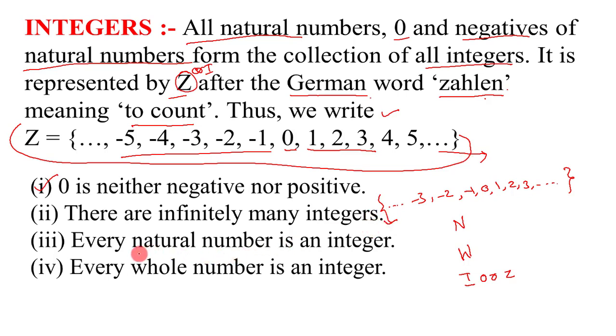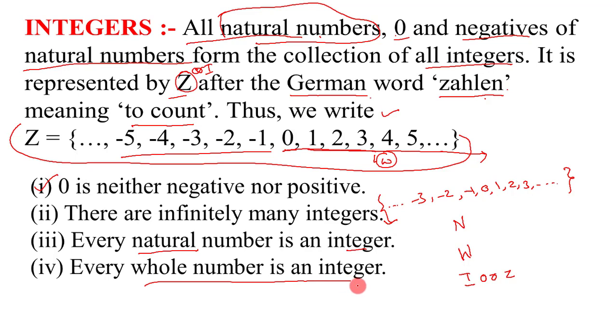And every natural number is an integer. Why? Because in the set of integers we define that all the natural numbers are a part of integers, and 0 together with the natural numbers forms the whole numbers. Then we can say every whole number is an integer.